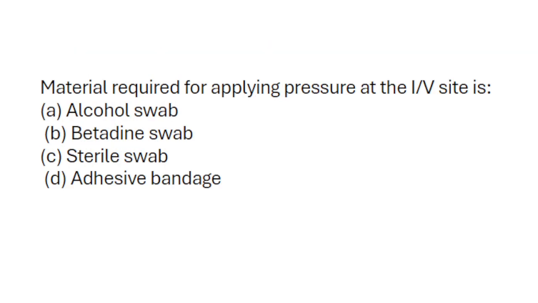Material required for applying pressure at the IV site. What will we use for the IV site? A. Alcohol swab, B. Betadine swab, C. Sterile swab, D. Adhesive bandage. Here C, sterile swab, we have to use.